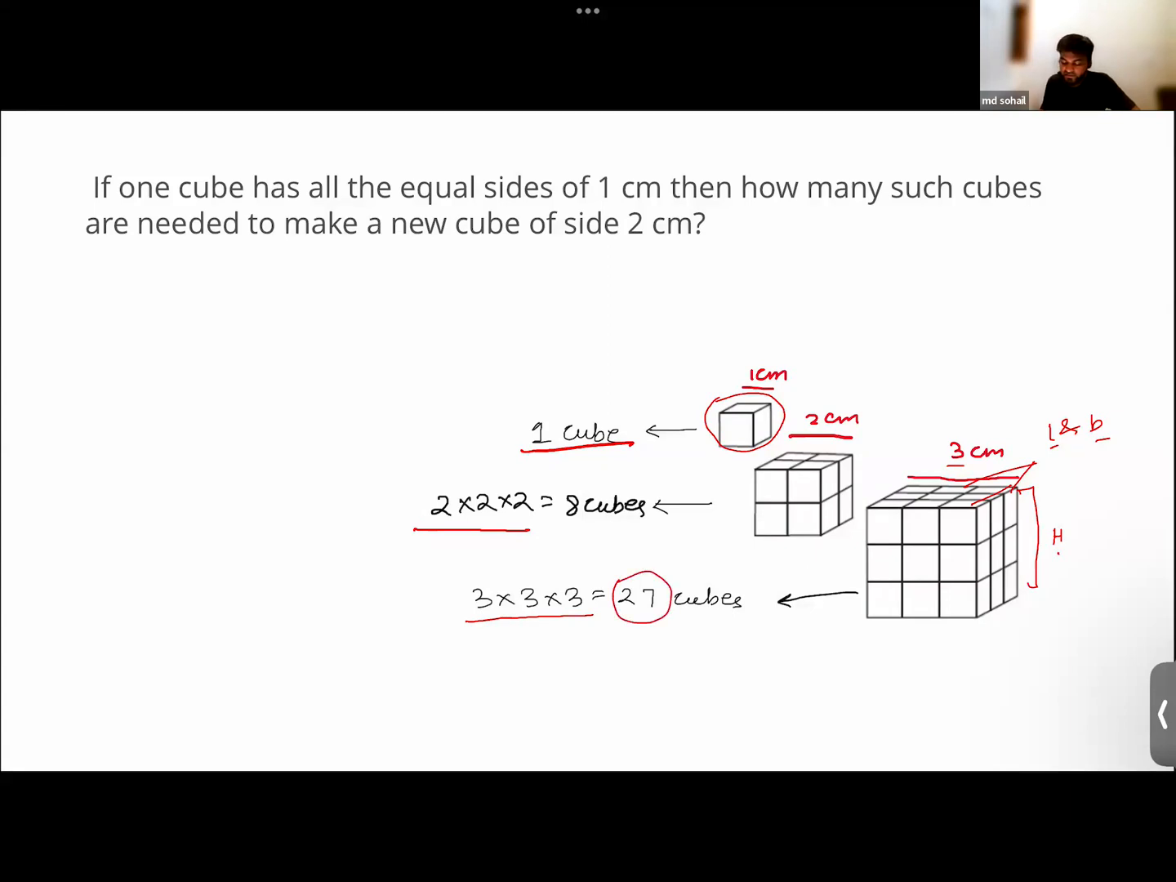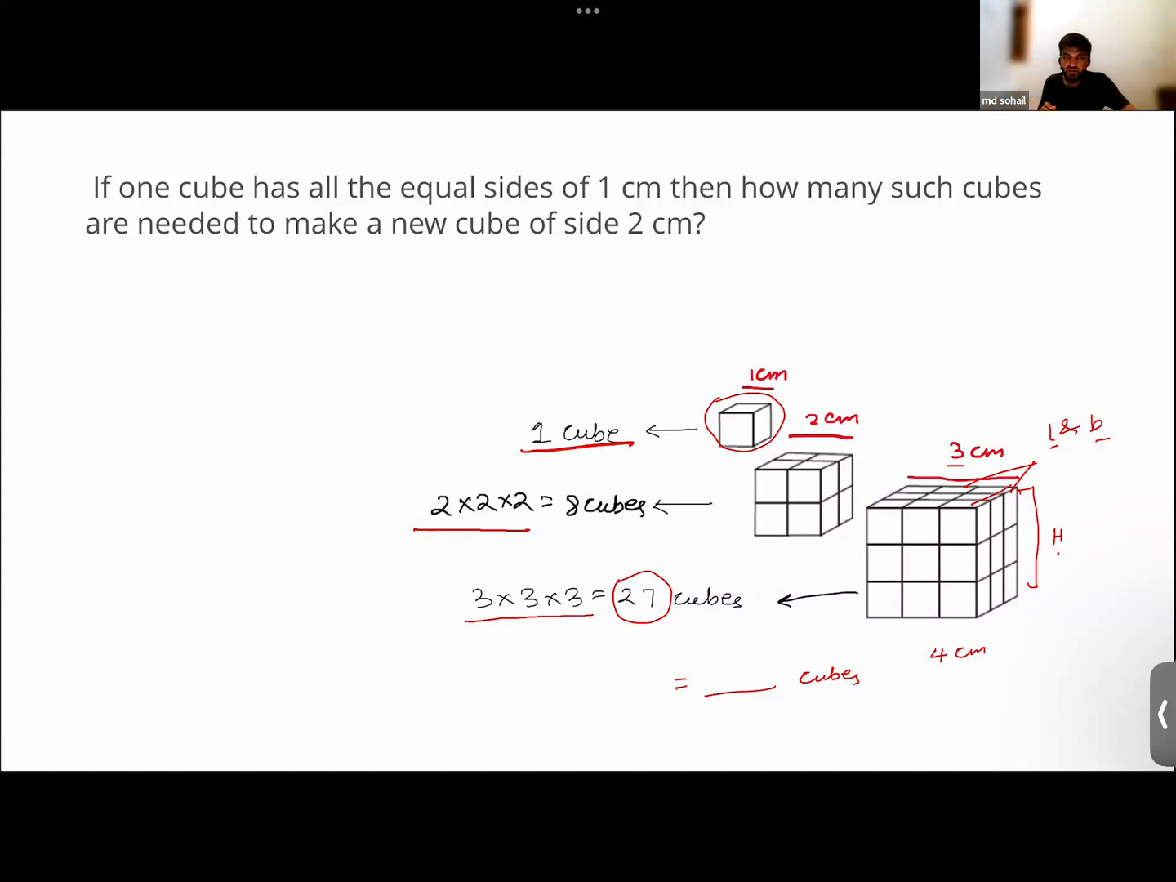What if the sides were to be 4 centimeter each? Then do tell me how many cubes we will require. Ahmed, that is quite simple, no? Sir, is it 5? No, Ahmed, listen to the question carefully now.